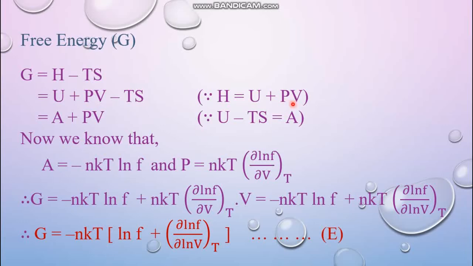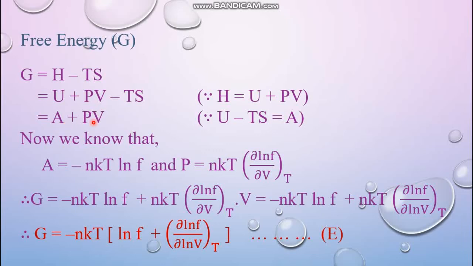That means pressure into volume. So we put this value U plus PV. But simultaneously, we also know that U minus Ts is nothing but the work function A. So A, work function A, equals U minus Ts. So instead of that, we put here A. So the relationship becomes A plus PV.